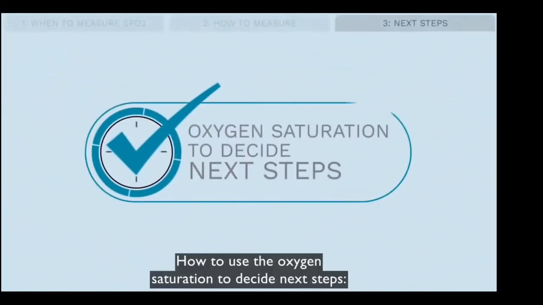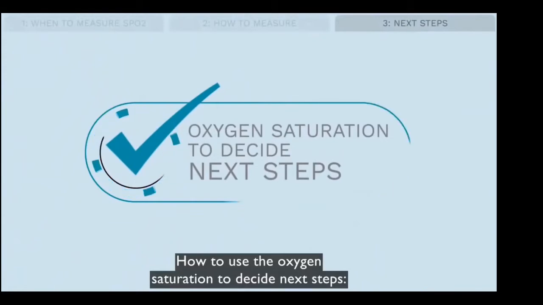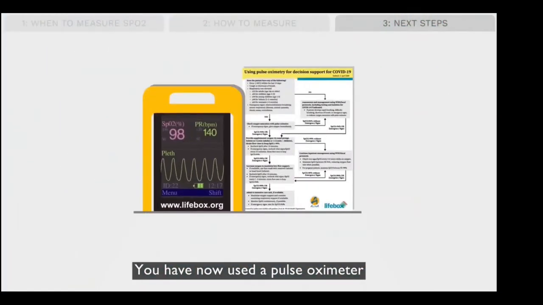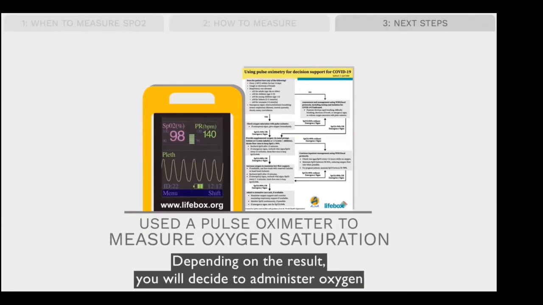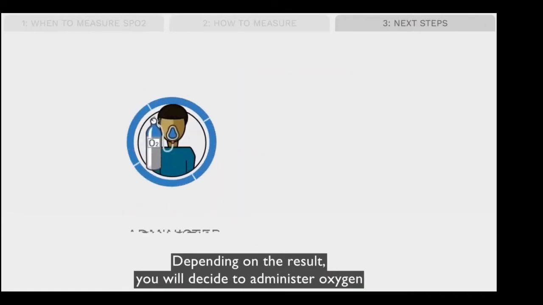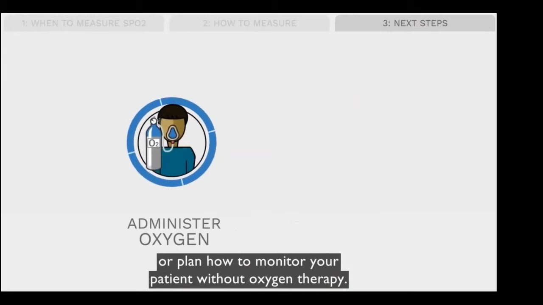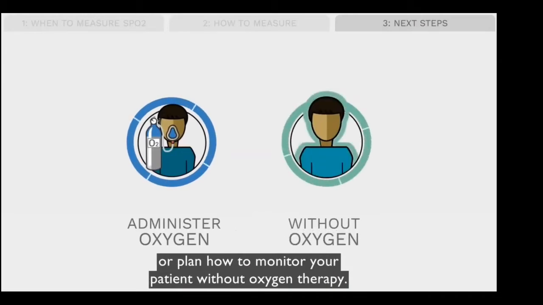How to use the oxygen saturation to decide next steps. You have now used a pulse oximeter to measure the oxygen saturation of your patient. Depending on the result, you will decide to administer oxygen or plan how to monitor your patient without oxygen therapy.